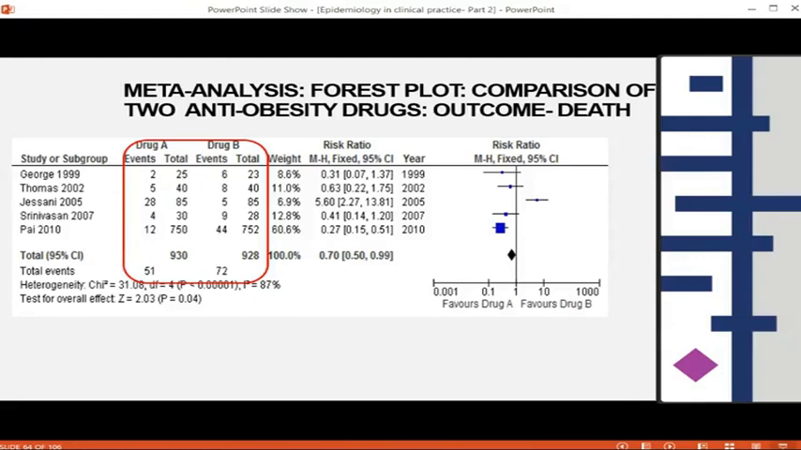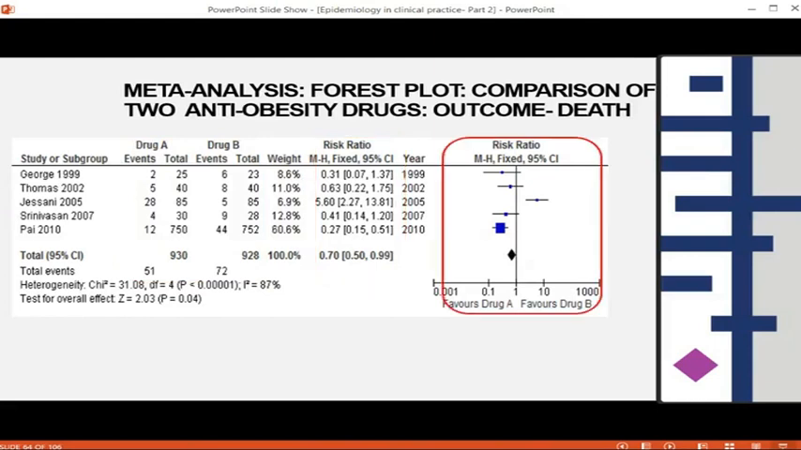And you will find that in total 51 people out of the 930 given drug A died, and 72 out of the 928 given drug B died. We are not going to take the average of these studies, that is 51 divided by 930 compared to 72 divided by 928. That's not what we're doing, because there you're breaking the power of randomization. What we're doing is, for each study, the relative risk and confidence intervals are calculated, and there are no weights attached.